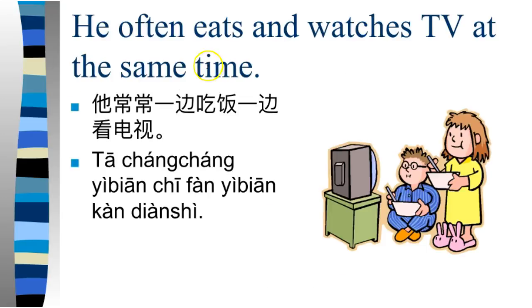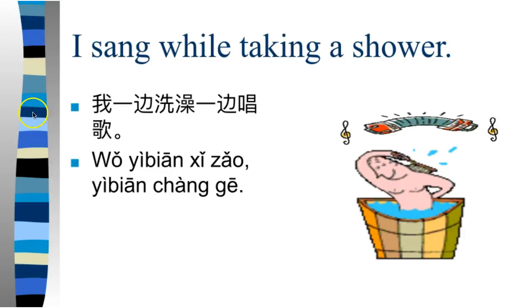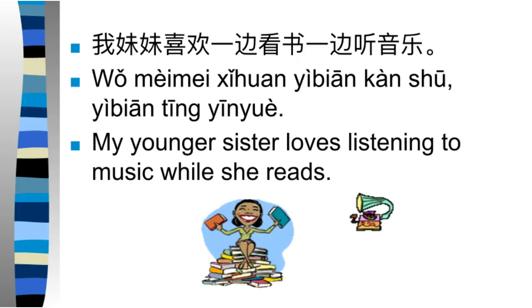Let's look at another example. 他常常一边吃饭一边看电视。常常一边吃饭一边看电视。我一边洗澡一边唱歌。我妹妹喜欢一边看书一边听音乐，一边看书一边听音乐。好，and those are our new words for today.